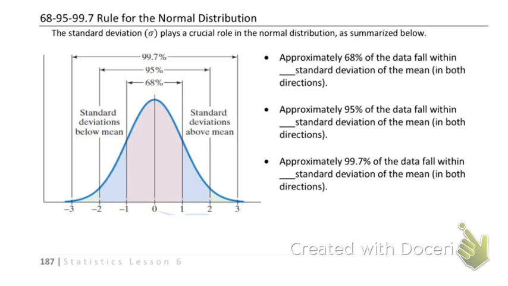When we're talking about normal distributions, you're going to hear deviation, standard deviation, over and over and over because it plays a huge role when we're talking about normal distributions. So the standard deviation, which we just calculated, plays a crucial role in normal distribution as summarized below. So if we look below at this little graph here, that 0, 1, 2, 3, negative 1, negative 2, negative 3, those are actually talking about your standard deviations, where that 0 is going to be your mean. 1 would be one standard deviation.